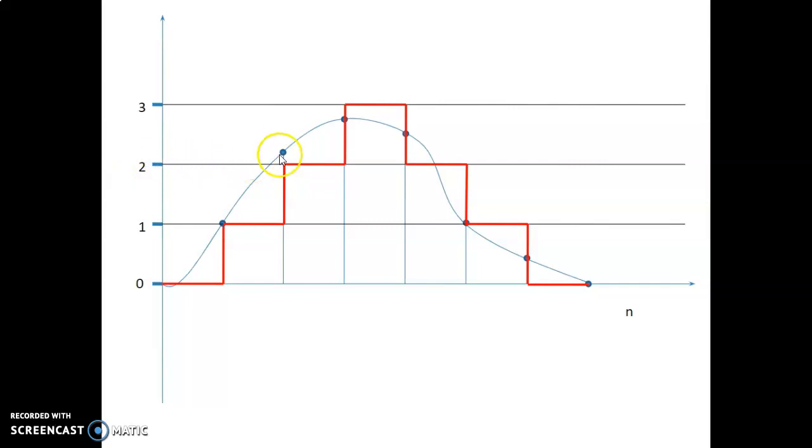This sample is nearer to 2, so we have assigned 2. This sample is nearer to 3, so we have assigned 3. This sample is exactly between 2 and 3, so you can assign 2 or 3, but in this diagram it is assigned as 2, and then the entire quantization is completed. This sample is exactly at 1, so it is assigned 1 only. This sample is between 0 and 1, so it is assigned a level of 0, and then the quantized signal is complete.